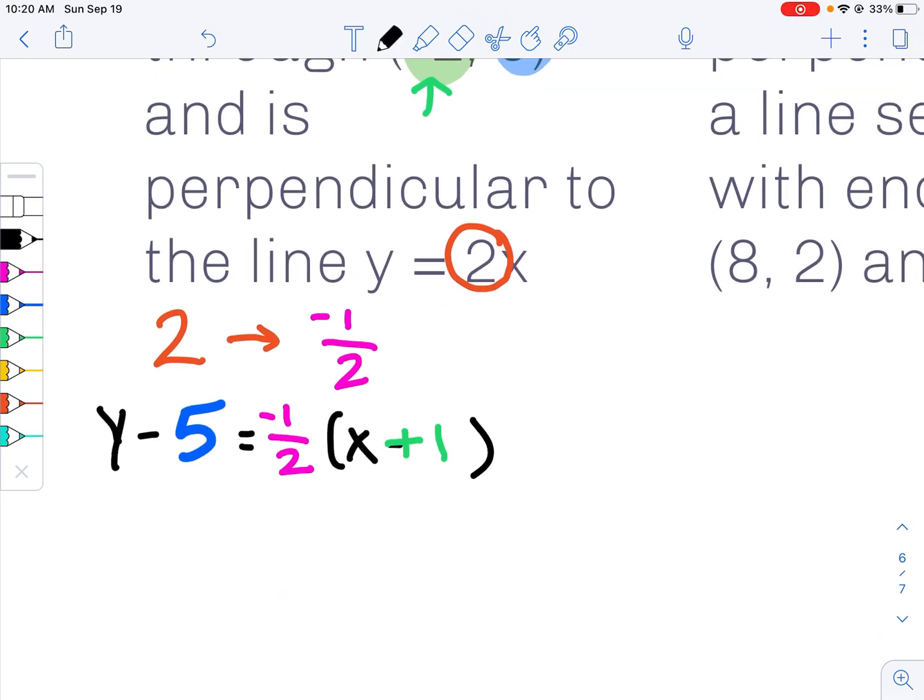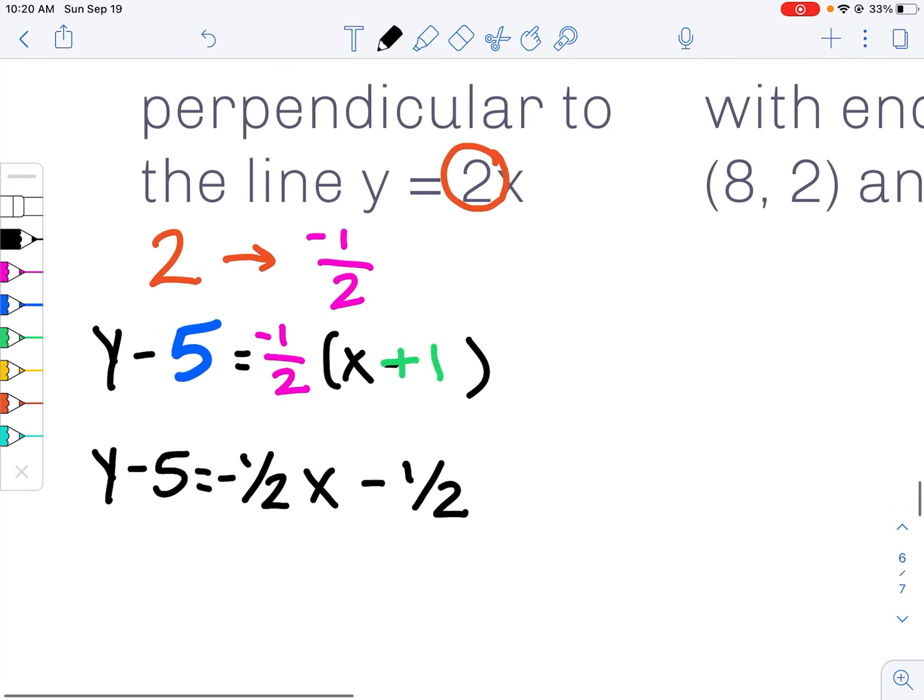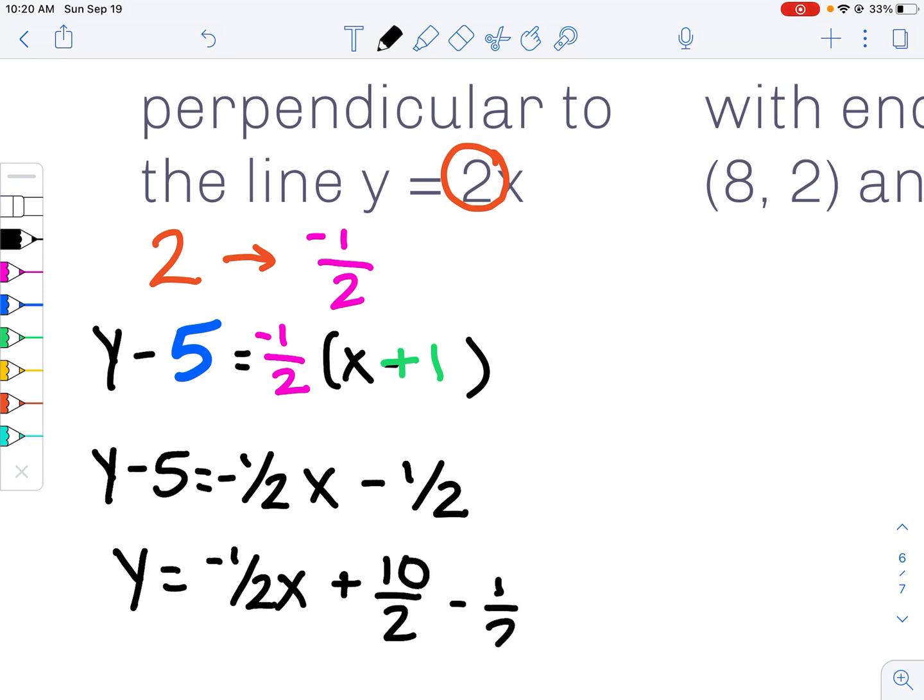If I want this in slope-intercept form, I need to distribute that 1/2, add that 5 over. Five is the same as 10 halves, so I really have 10 halves minus a half, which will simplify to be 9 halves.